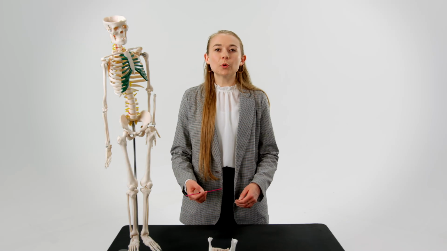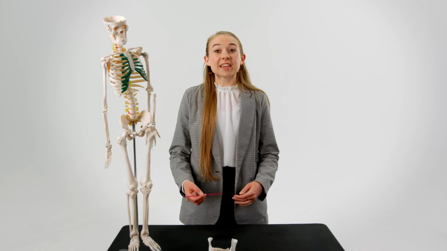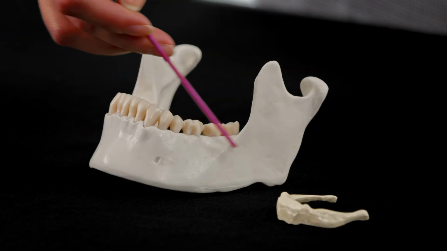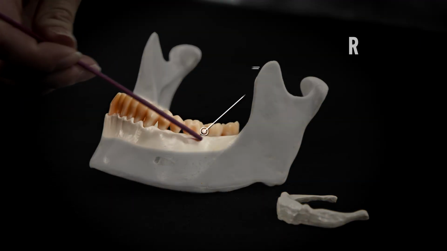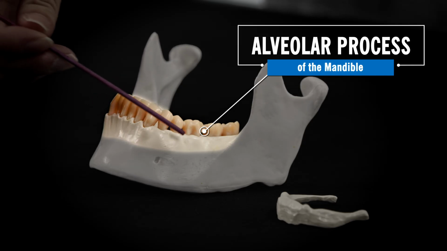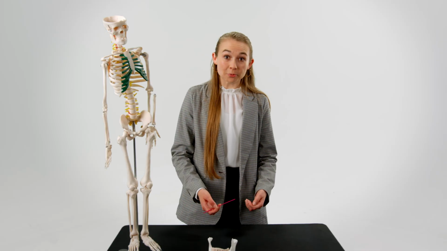In this video, we'll be going over the mandible and the hyoid bone. The mandible is a fancy term for jawbone. So here we have a model of the mandible. This area where the teeth connect is the alveolar process of the mandible. It has a pair on the maxilla bone where the teeth connect to that bone.